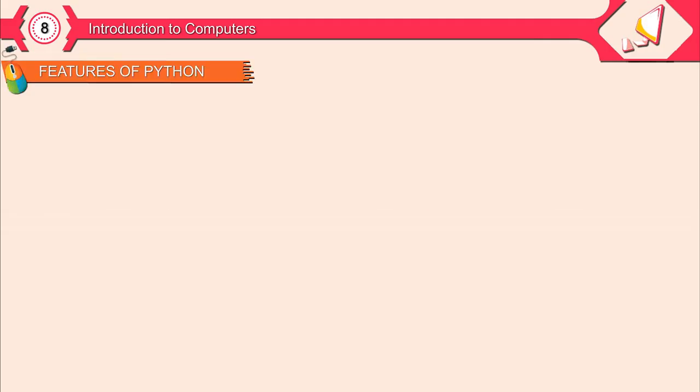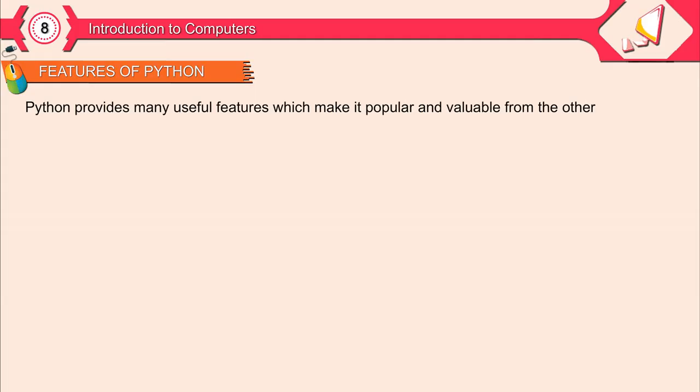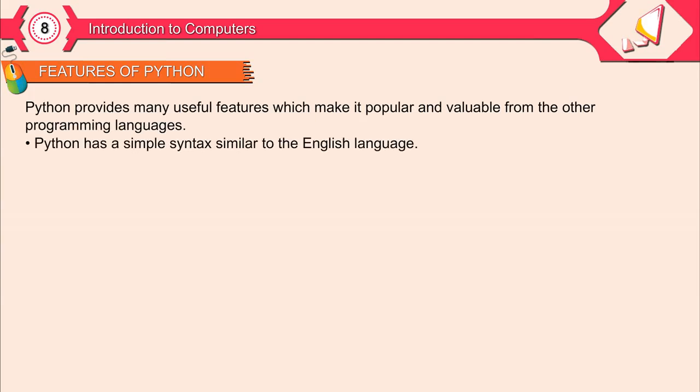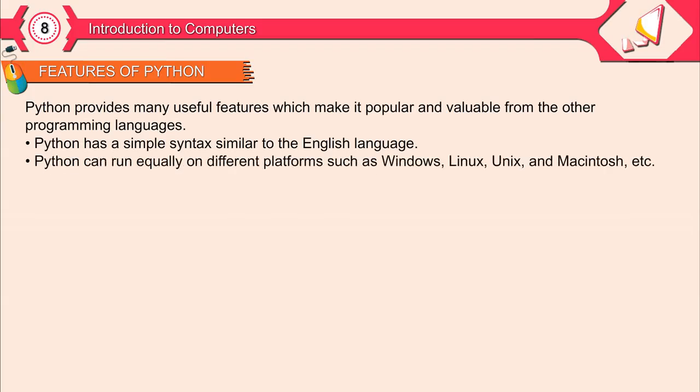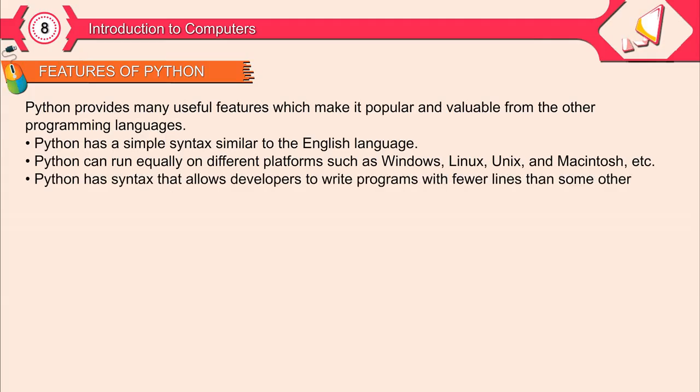Features of Python. Python provides many useful features which make it popular and valuable from the other programming languages. Python has a simple syntax similar to the English language. Python can run equally on different platforms such as Windows, Linux, Unix, and Macintosh, etc. Python has syntax that allows developers to write programs with fewer lines than some other programming languages.